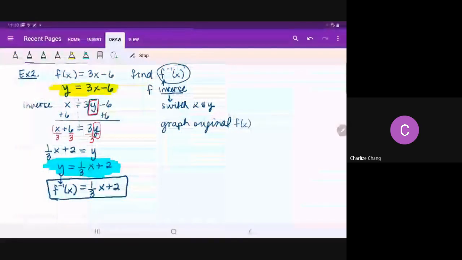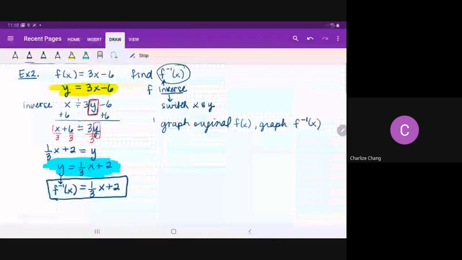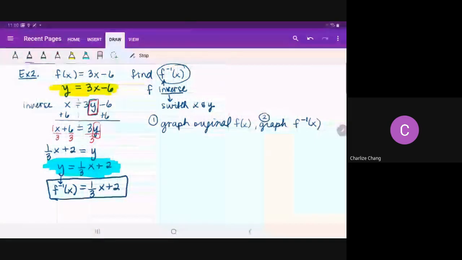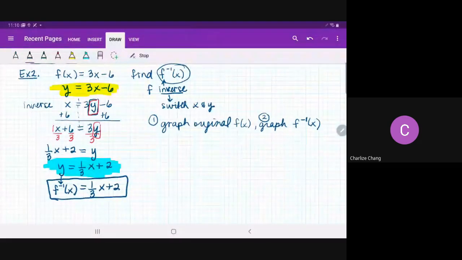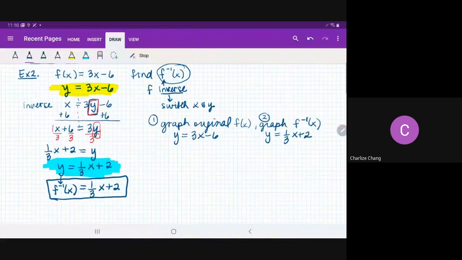And then next to that, I'm going to write graph f inverse. Okay, so we're going to put 1, 2, and then there's going to be a third line we're going to graph, but I have to wait to show you from the picture. We're going to graph them on the same graph, but let me write the equation. So this is y equals 3x minus 6, and this one is y equals 1/3 x plus 2. So you have two different equations, but they have a unique relationship when you graph them.